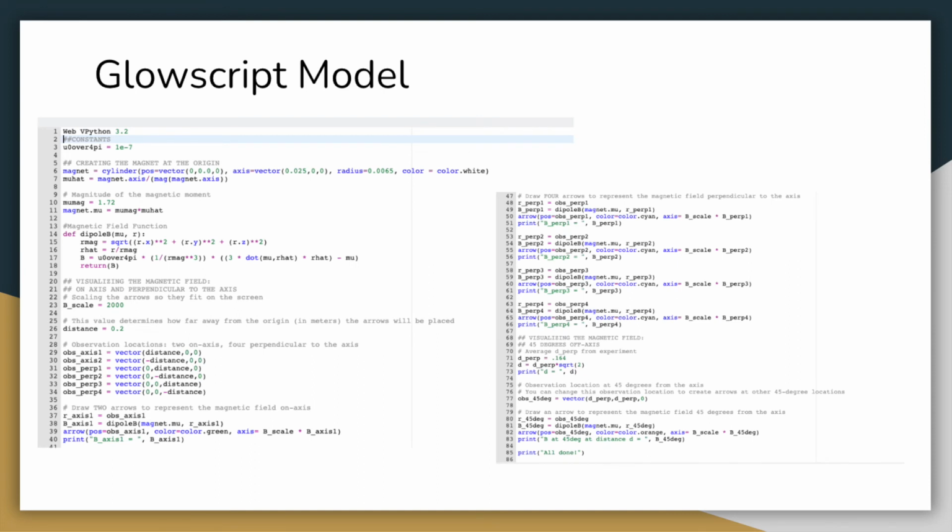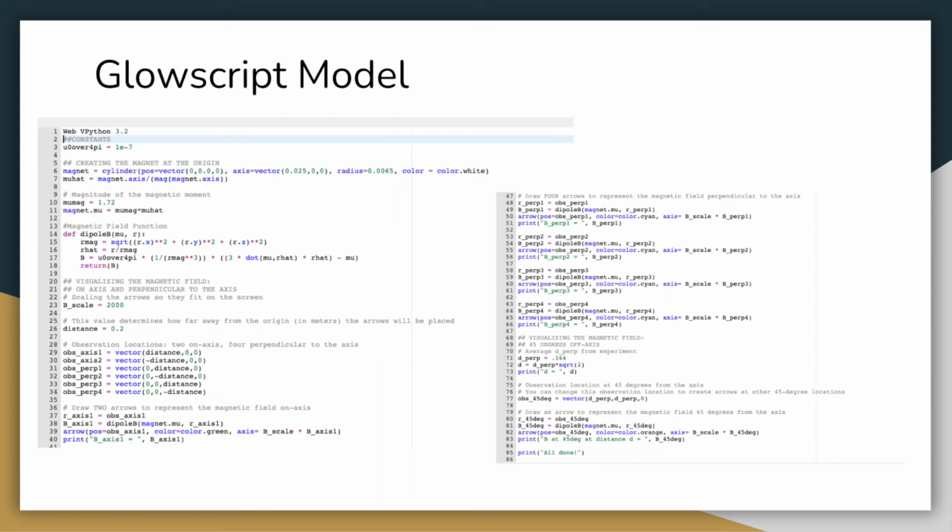Starting from the top left, we can see that we inputted the magnetic moment that we calculated previously from the experiment, and then created a function that calculates the magnetic field using the Biot-Savart law. Then at the top right, we can see where we create 2 arrows to calculate the on-axis magnetic field and 4 for the perpendicular magnetic field. And then we insert our average d perp value that we also found from our experiment.